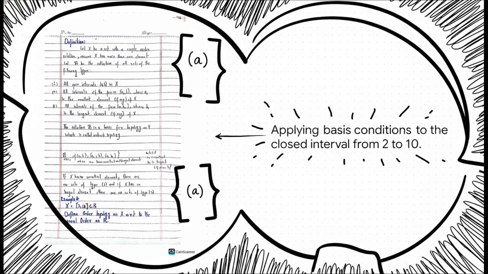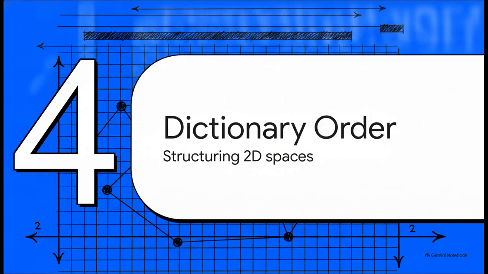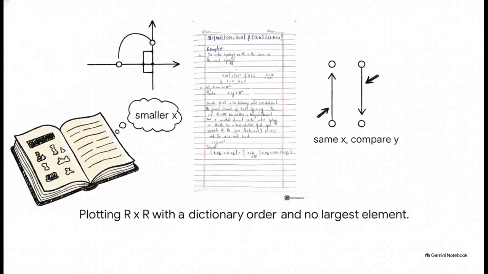It's a perfectly logical, airtight system that ensures every single element has a clearly defined neighborhood. Moving right along to Section 4. The Dictionary Order. Things are about to get really interesting. Okay, up until now, we've mostly visualized 1D lines. But what happens when we apply these exact same rules to a 2-dimensional space?